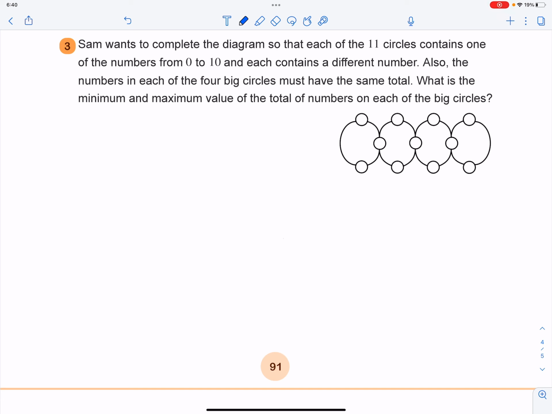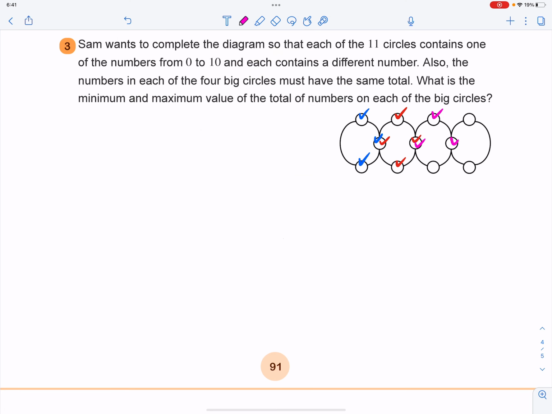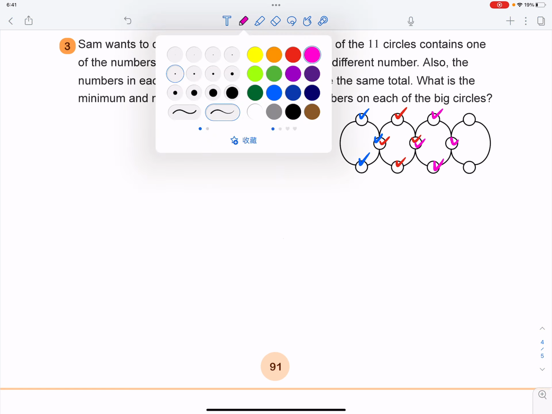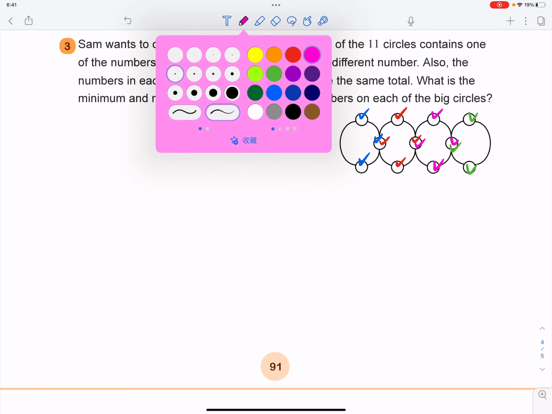So let's see, basically the method will be the same. Let's say as for the first circle, if I count that, you're going to count 1, 2, 3 numbers. And then let's move on to the second circle. I'm going to count 1, 2, 3, 4 numbers. And then 1, 2, 3, 4 numbers. And then 1, 2, 3 numbers. What does that mean, guys?